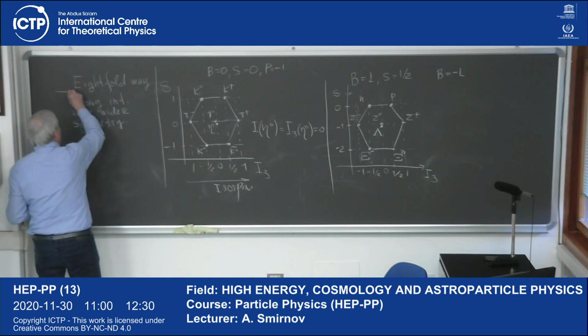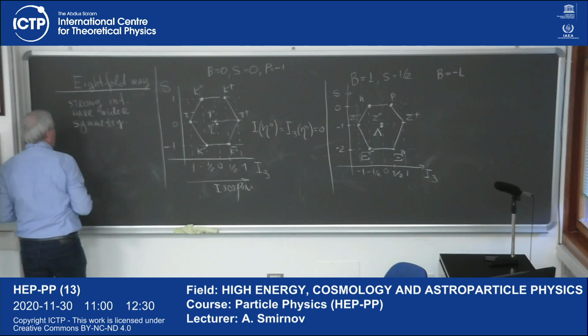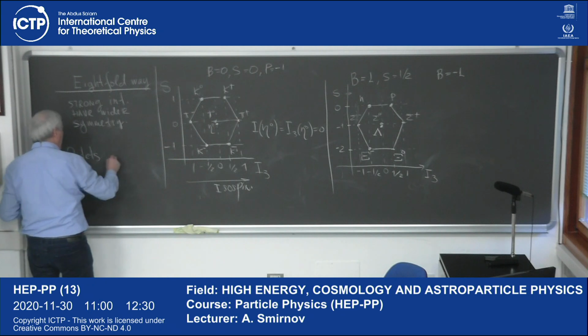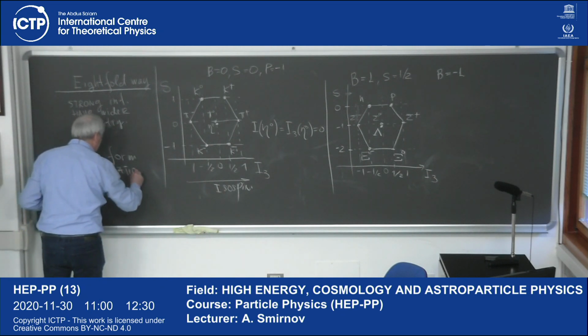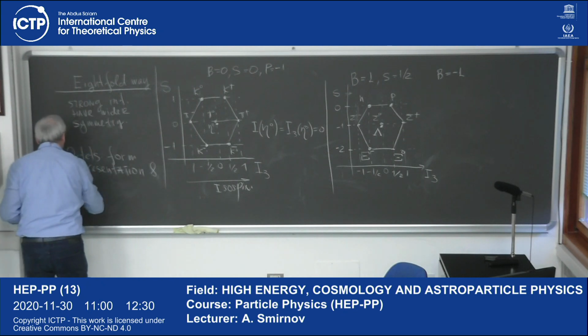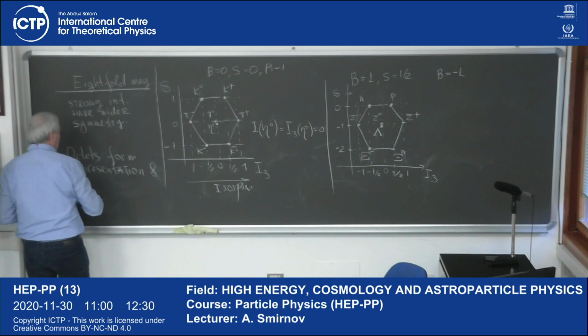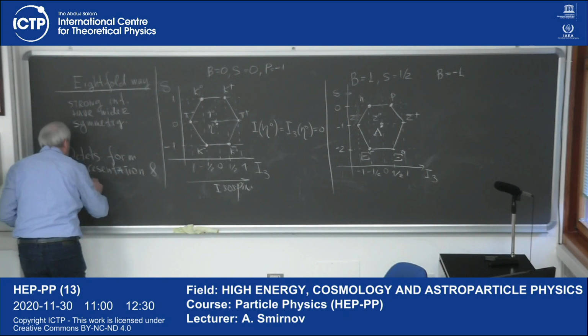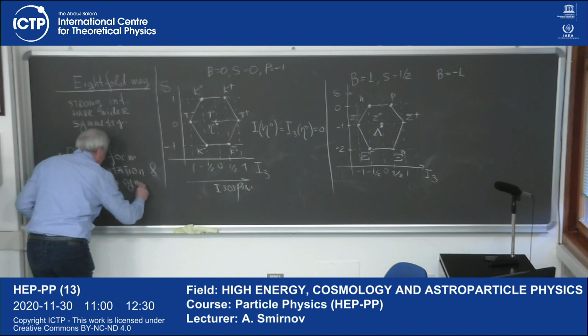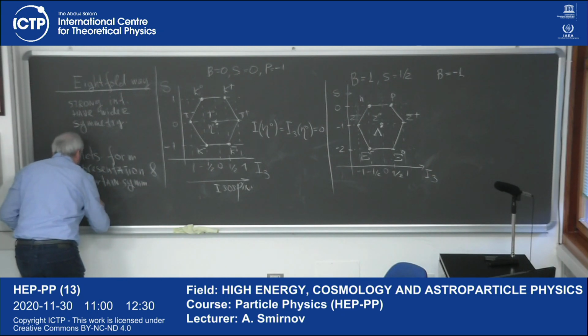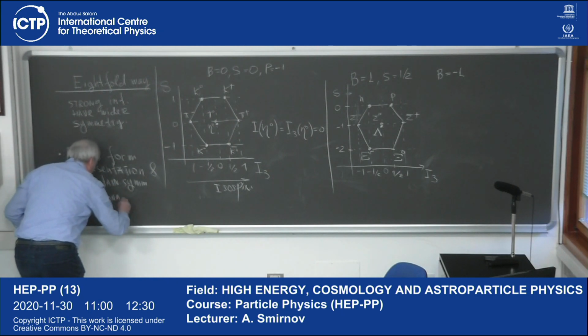So this eightfold way precisely means that octets we observe form representation 8, or transformed under representation 8 of certain symmetry of strong interactions.